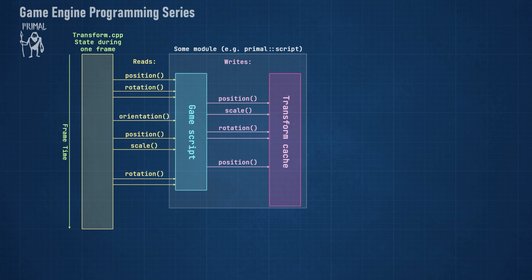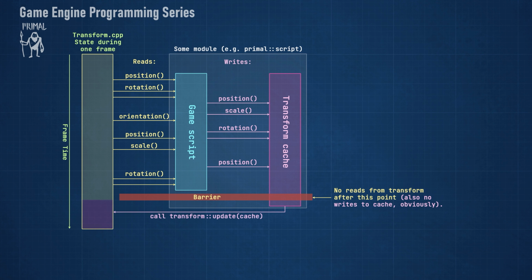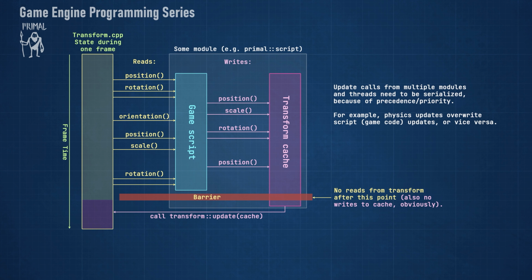In order to get all updates into the transform component module, we are going to have a point in the current frame's timeline where everyone agrees that there will be no more reads from the transform module. After this barrier, each module can call an update function that will write the changes from the cache to the transform module. Although it would be easy to serialize this part using a lock and mutex, we'll need to manually define some kind of priority between the modules.